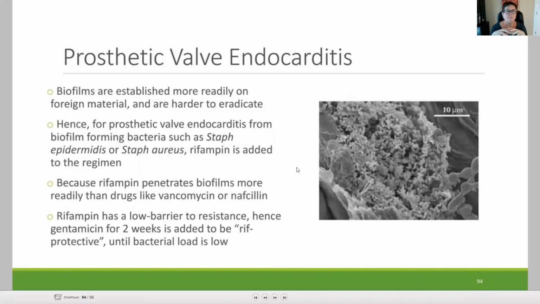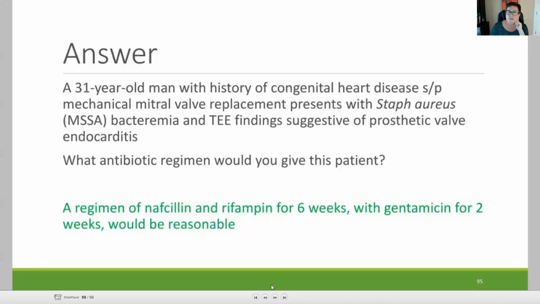When we think about prosthetic valve endocarditis, it's rather unique. Remember that you need to add the rifampin because it will penetrate these specific biofilms that form and allow the antibiotics to get in and devour and encompass the vegetation. So the rifampin breaks down this outer biofilm that is on the vegetation. So, 31-year-old man, what are we going to give him? We're going to give him gentamicin for a couple of weeks would be reasonable, and the rifampin for at least 6 weeks.